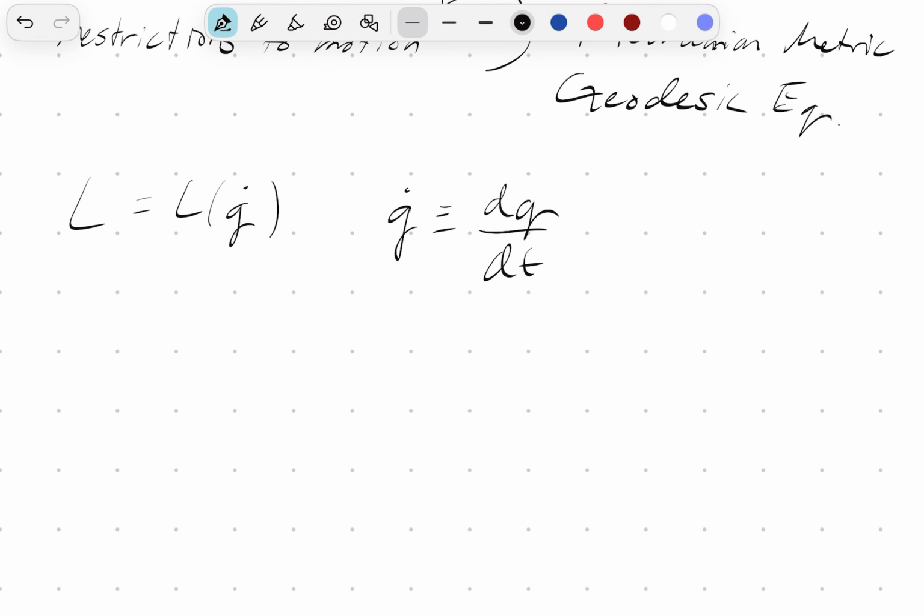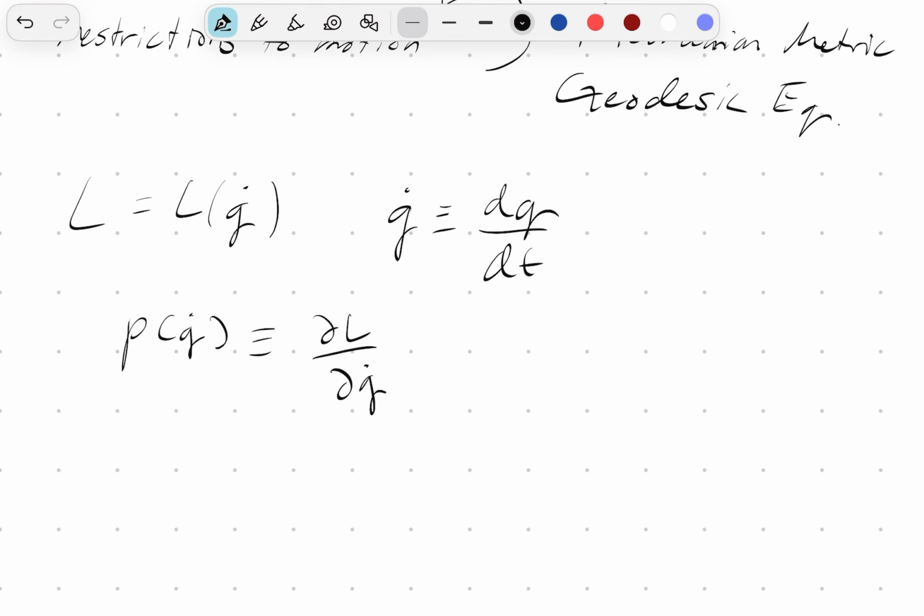But the conjugate momentum, then, we can define as simply taking the derivative of the Lagrangian with respect to that generalized velocity. Okay? And taking the partial derivative, because that will essentially allow us to define the conjugate momentum in this way, in this general mathematical sense.